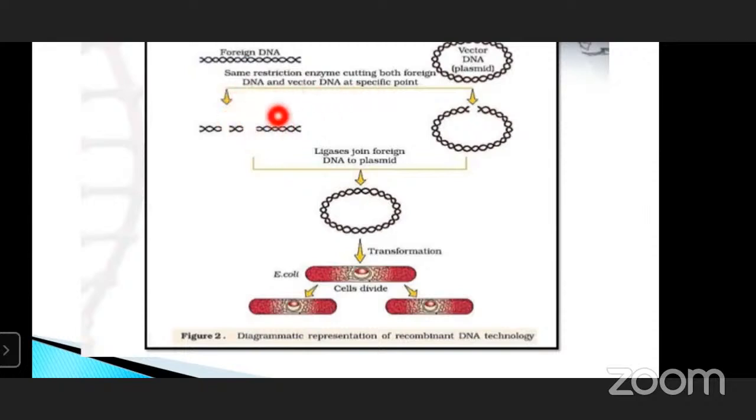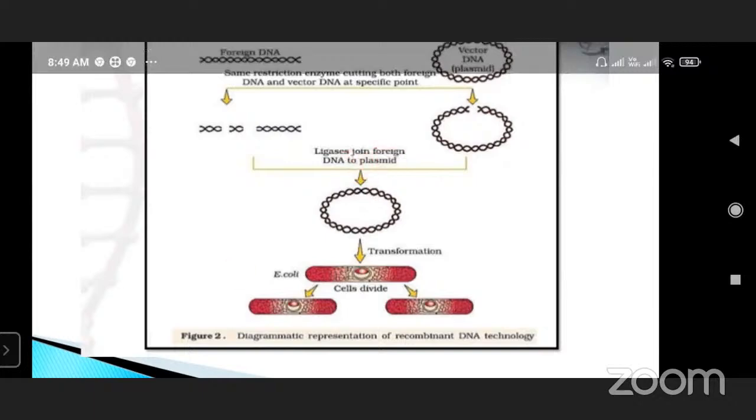So these two DNA sources are cut at a specific recognition sequence with the help of restriction enzyme, and this foreign DNA is joined with the vector DNA with the help of ligase enzyme. Ligases are adhesive in nature. They join the foreign DNA to plasmid DNA. It is called rDNA or recombinant DNA or chimeric DNA, which is transferred into a suitable host. This is the diagrammatic representation of the process of rDNA technology.